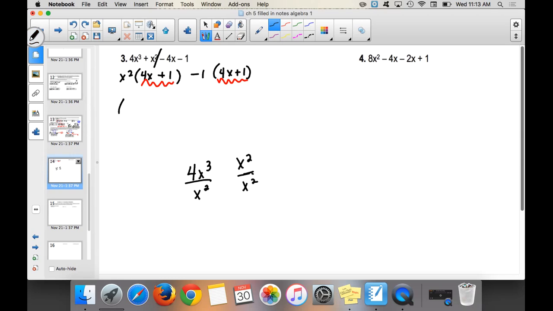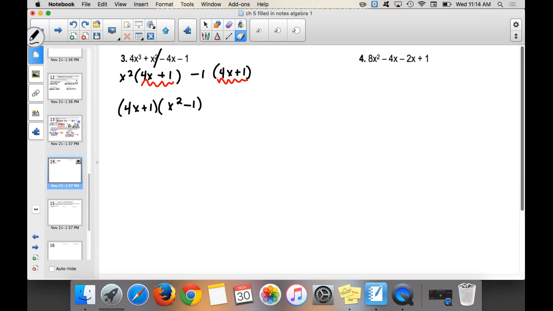So we pull that 4x plus 1 all the way to the front, and we're left with x squared minus 1. Since it's an x squared, we ask, does this go further? Is this the difference of two squares? Caitlin, you with me? If it's x squared and it's minus something that's a perfect square, right? See how that's a difference? There's a minus in between.